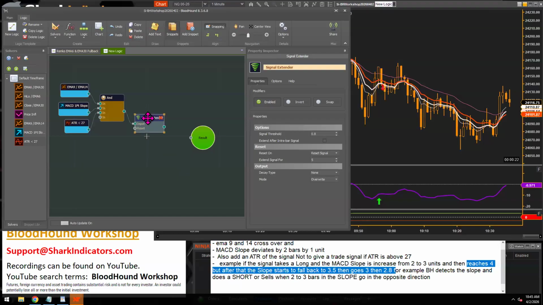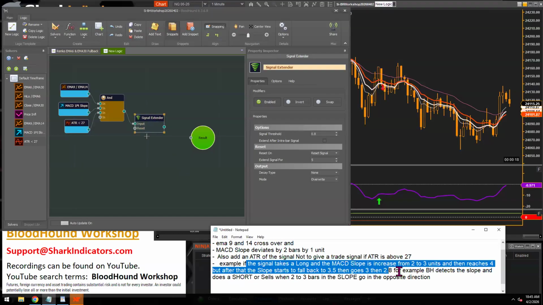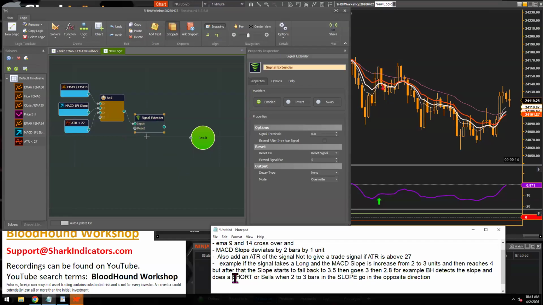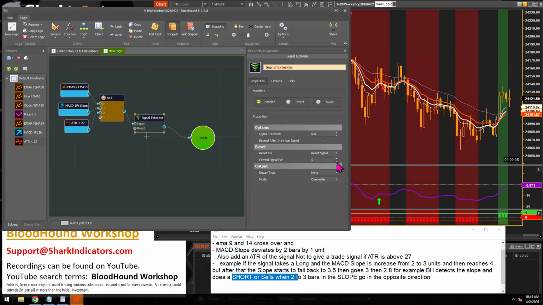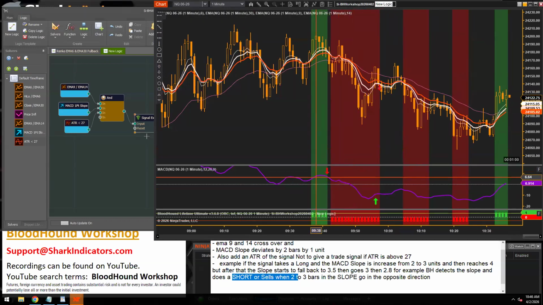And so if we reset the signal extender, that would kill the possibility of generating this short in the opposite direction. So for example, we'll extend it out 3 bars there. So there we go. If it goes over far enough, who knows, maybe 4 bars might be needed.